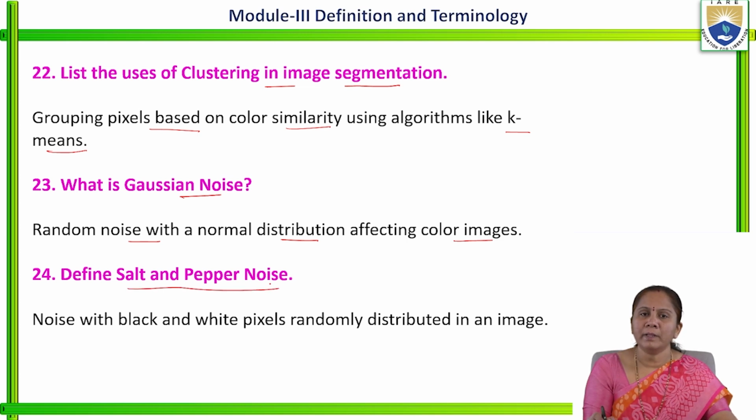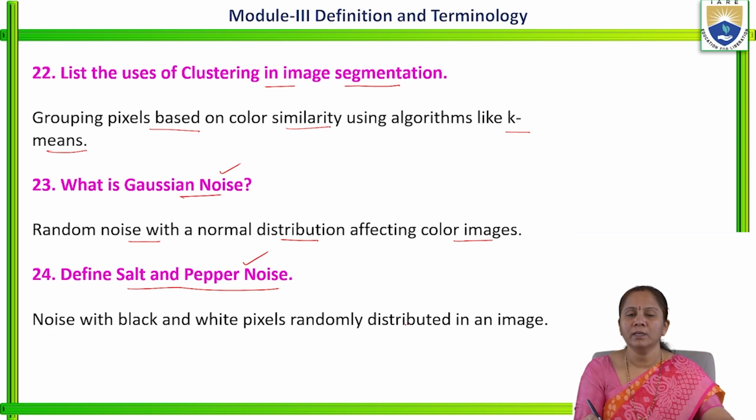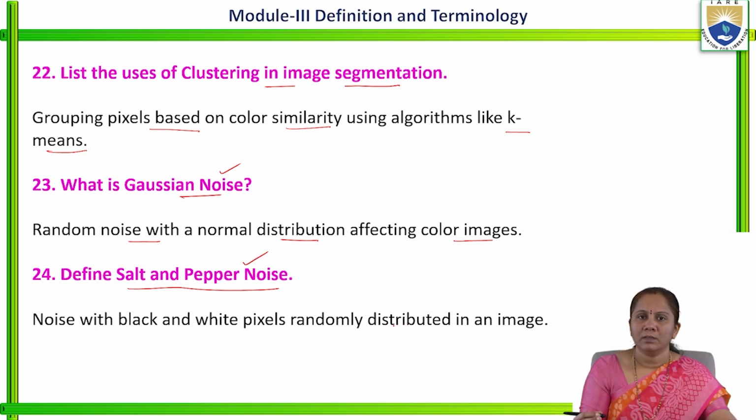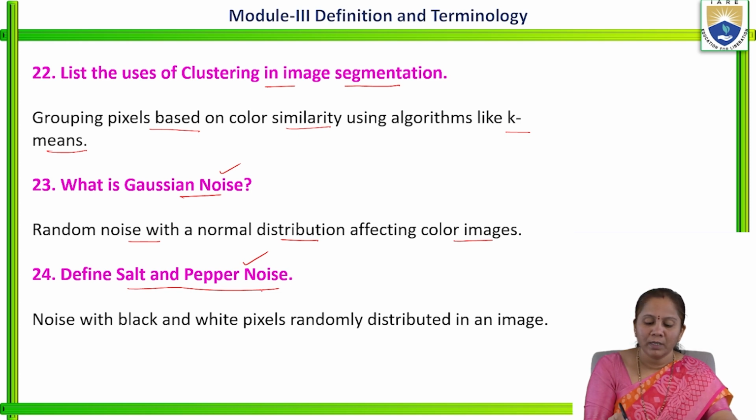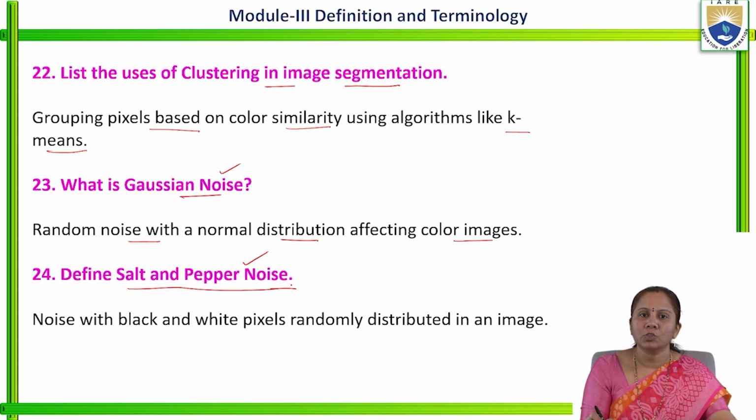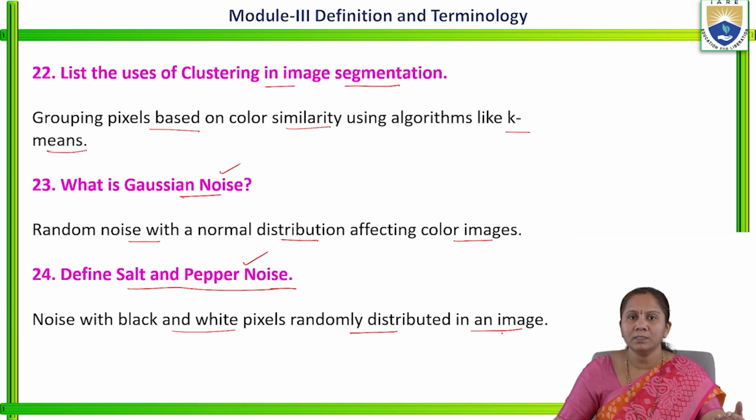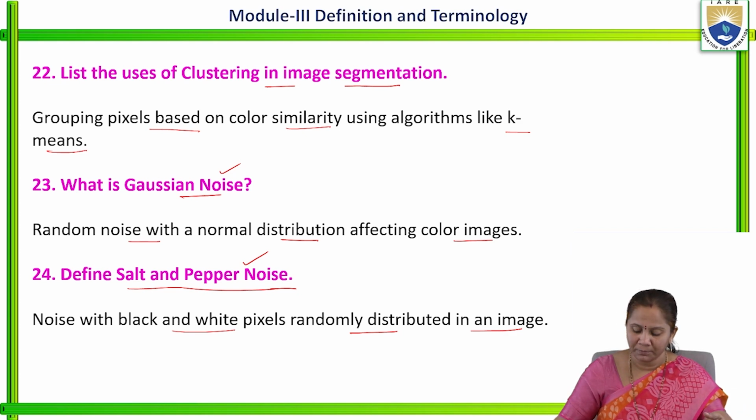Define salt and pepper noise. We have seen Gaussian noise and salt and pepper noise when we discussed different noise models. So, define salt and pepper noise. The noise that is generated due to black and white pixels appearing randomly in an image is called salt and pepper noise.